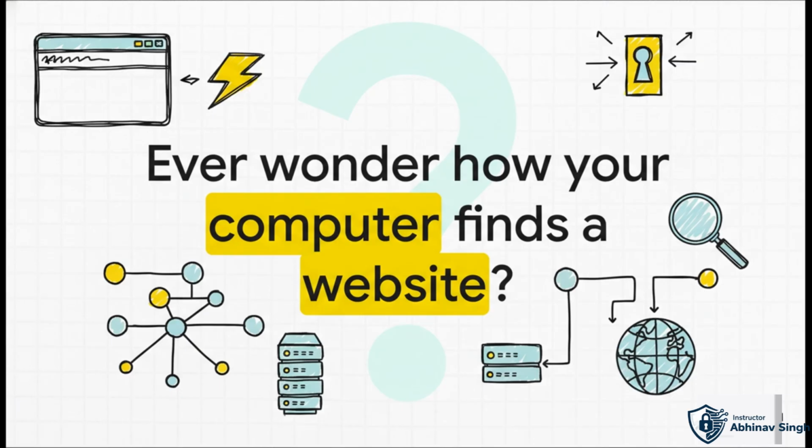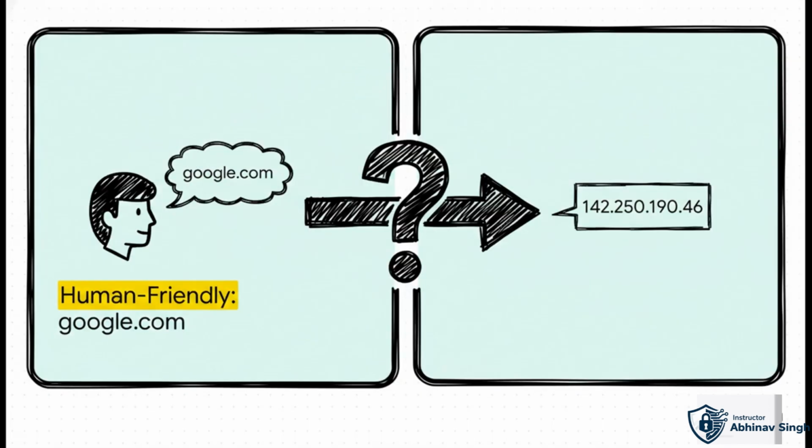But what's really going on there? How does your computer, out of the billions of places it could go, know exactly where to find that one specific website? Well, this right here is the fundamental challenge. We humans think in words. We remember names, like google.com, but computers, they live in a world of numbers. They talk to each other using these long strings of digits called IP addresses. So the big question is, how do we bridge that gap between our world and theirs?